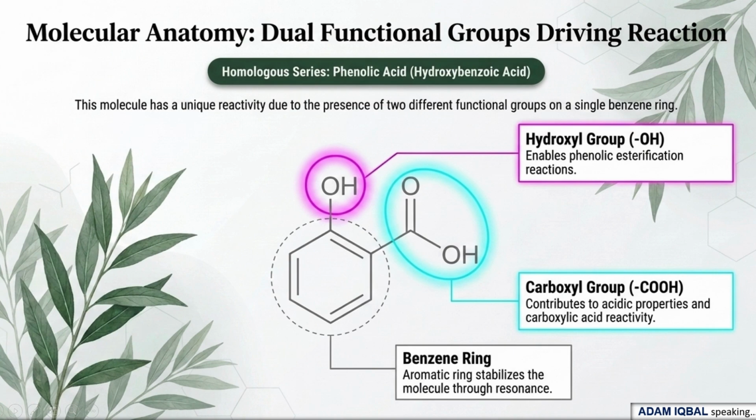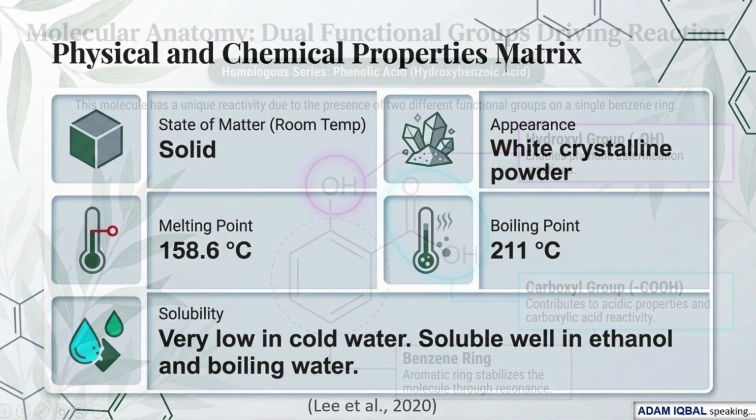This molecule is unique because it has two different functional groups on a single benzene ring. Let's see. First, we have the benzene ring, as I said. What is the benzene ring? The benzene ring is an aromatic ring that stabilizes the molecule through resonance structures. Second, we have the hydroxyl group, OH, that is capable of phenolic esterification reactions. And the last one, we have the carboxyl group, COOH, that contributes to the acidic properties and carboxylic acid reactivity.